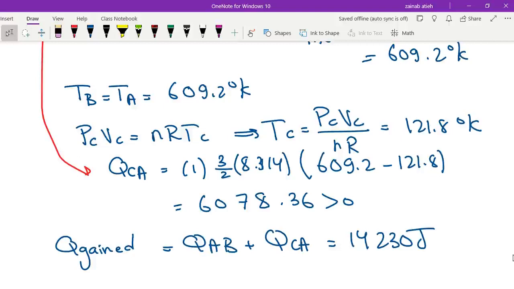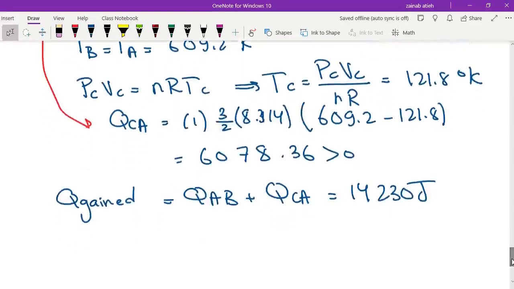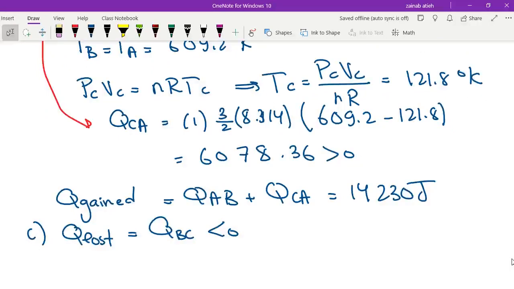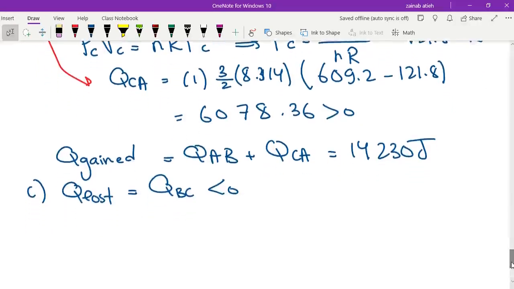In part C, he says the energy exhausted from the gas by heat. He is asking me to find the Q lost. Okay, so in C, we have to find the Q lost. Meaning Q lost, there is nothing left except QBC, which is negative for sure. I've told you why. And I will prove it by calculation.